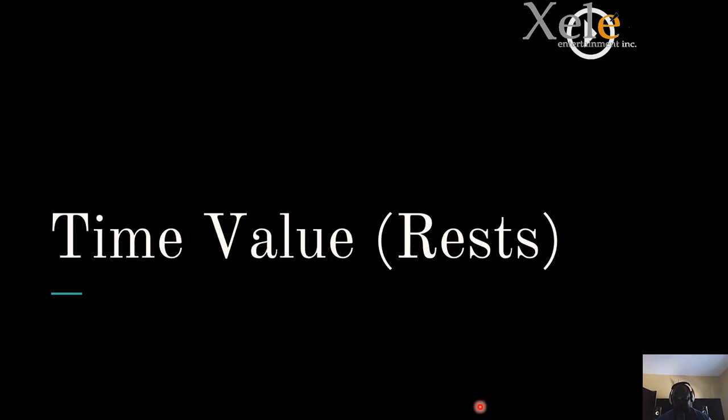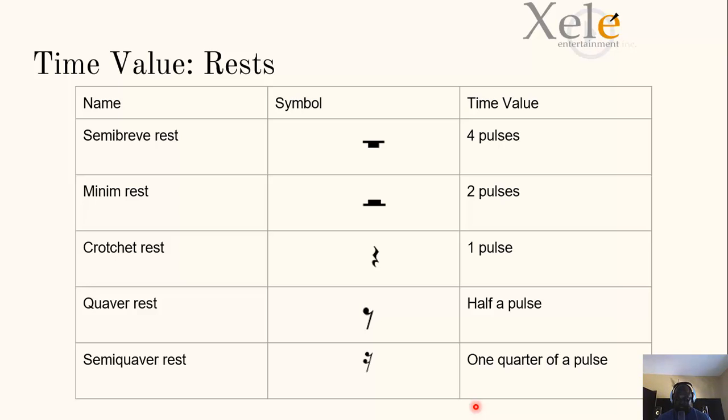And now let's take a look at the time value of rests. So for rests, we see that the semibreve rest also has a time value of 4 beats. And this is what it looks like. It looks like a heart that is turned upside down. Okay, what this means is that for the period of 4 beats, you don't sing, you don't play, you don't do anything, you're just silent, you're taking a break, or you're resting. Okay, so for 4 beats, you are going to rest.